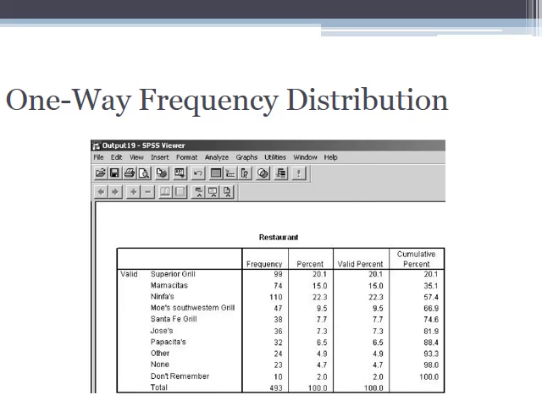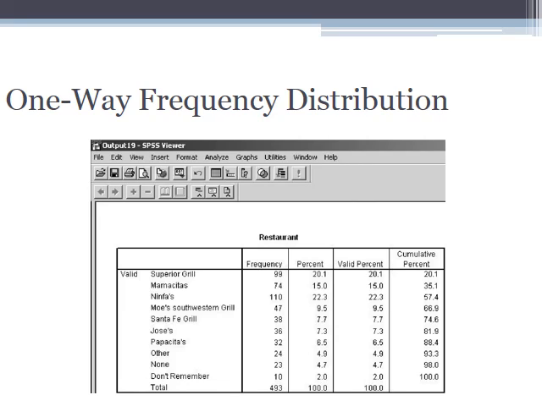If you look at the frequency, that is telling you the actual count of people that listed that restaurant as the restaurant that they ate at. So 99 people said Superior Grill, 74 people said Mamacitas, 110 said Ninfa's, 47 said Moe's, 38 said Santa Fe Grill, and I think you get the rest of that on down. So the frequency is the count of people.